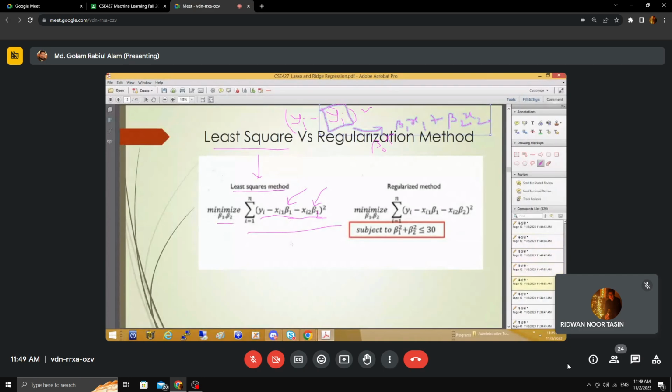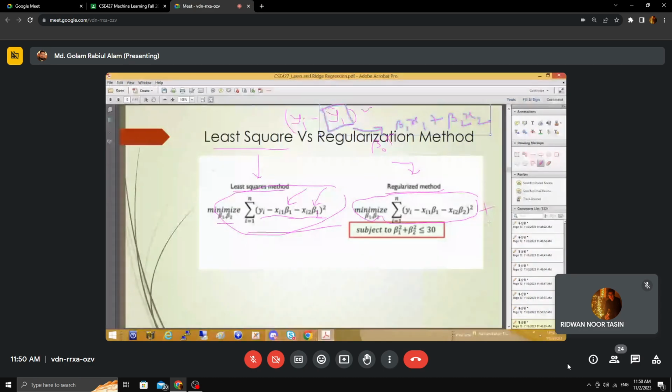But using the regularization method, what are we actually doing here? It is also the same thing, that means this part is the same, like the least square method, or you can say the ordinary least square method. This part will be the same, and we have added something like a penalty. And what will the penalty actually do?